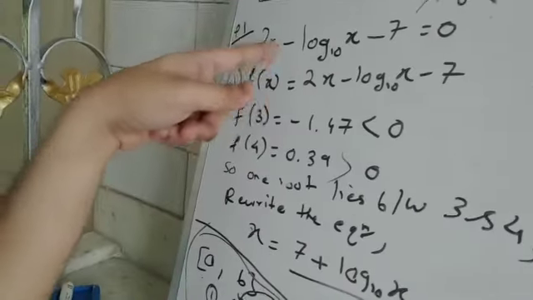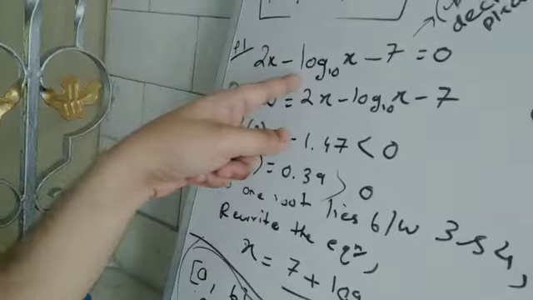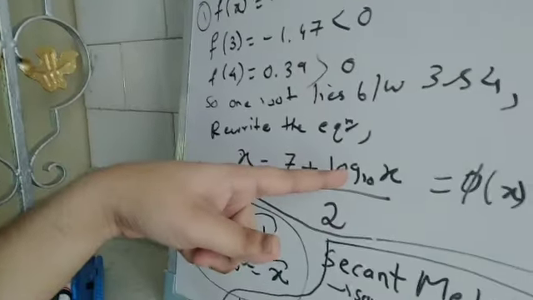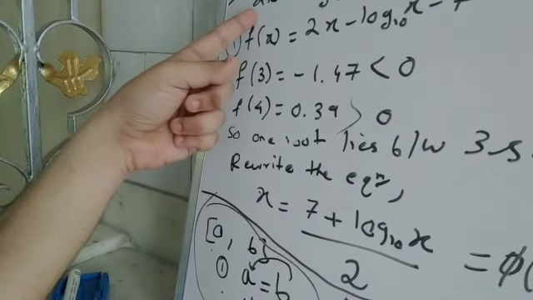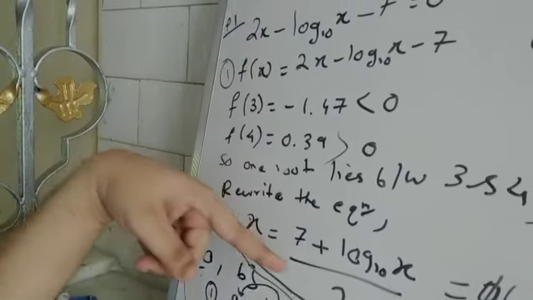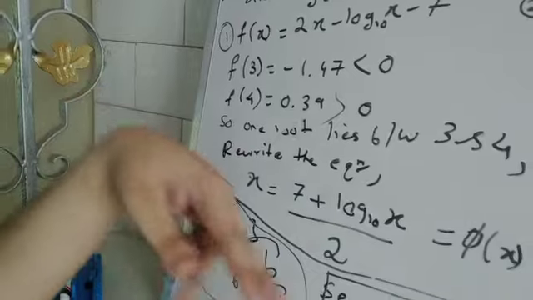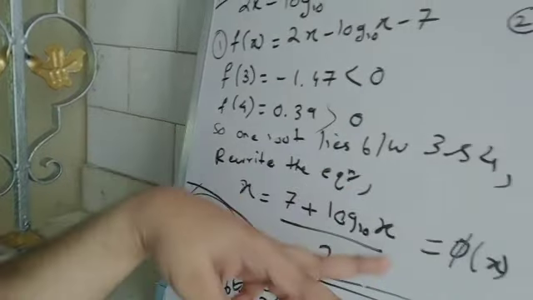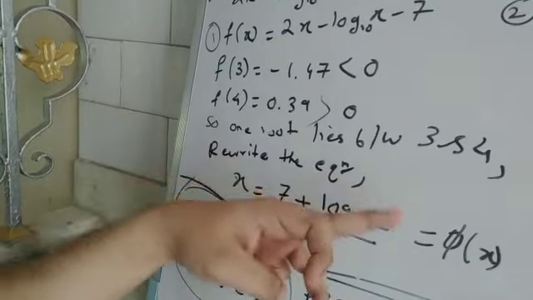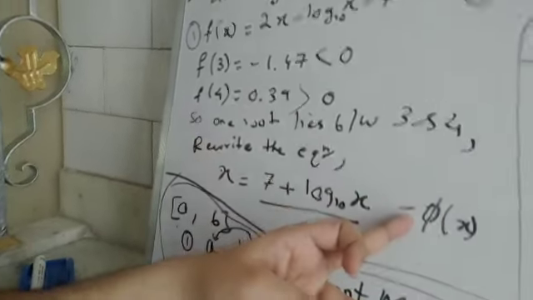Now I can move this one to the right hand side, so plus log 10x, and 2 is multiplied with x, and the whole thing will be divided by 2. And this is basically your phi x. This whole thing is your phi x. That means x is equal to phi x.